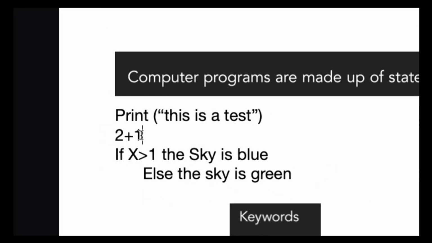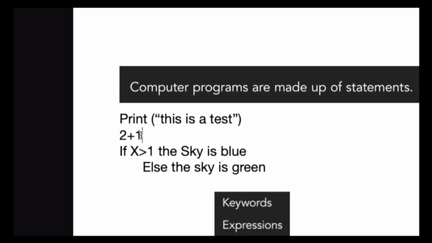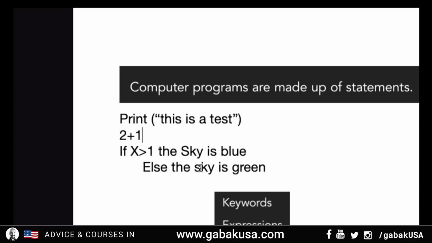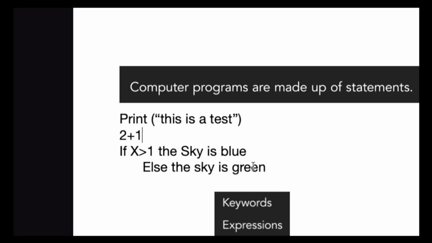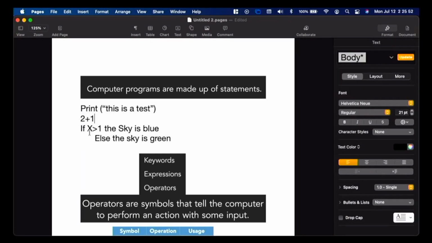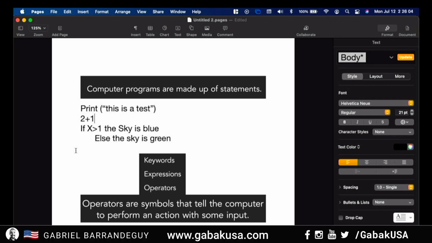And then we have the comparison. For instance, if x is greater than 1, the sky is blue. Else, if it's not, the sky is green. That is something very basic. Or you can do another comparison. For instance, if you are over 18, you can get into the bar. If not, you have to leave or something like that.